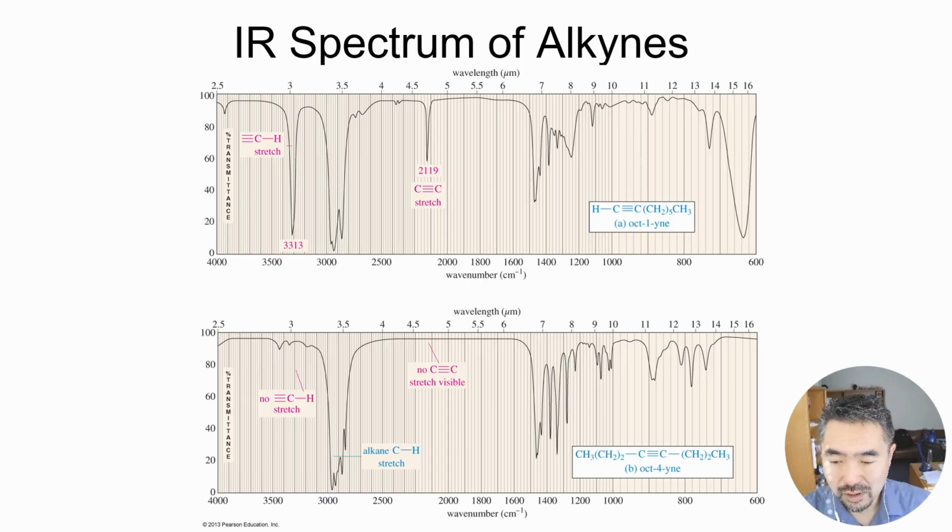So, what about triple bonds? Here are two different alkyne compounds. The top one is what we call a terminal alkyne, because the triple bond is at the end of the chain. Whereas this one, we might say, is an internal alkyne, in the middle, and it looks quite different. I want you to notice that when it's terminal, you have that unique sp carbon to hydrogen bond that has an even higher wave number than the normal sp2 CH stretch, so way out here.